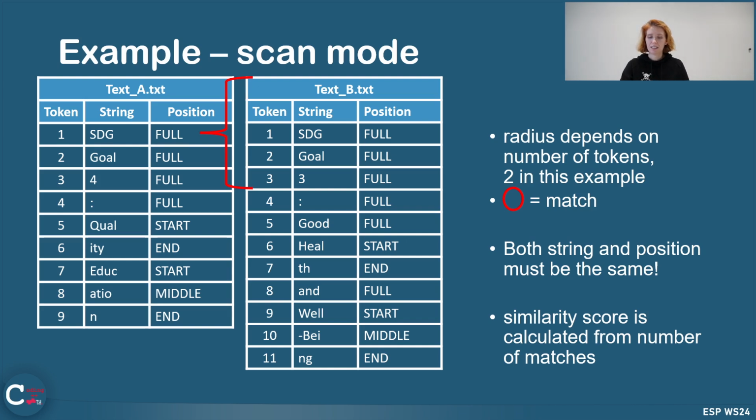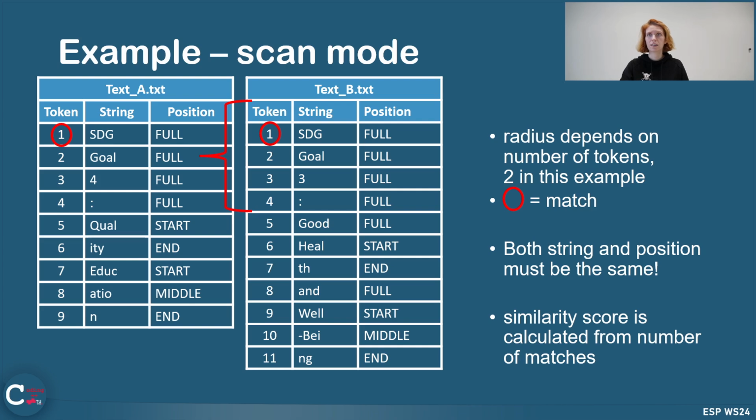And for this, you then check: can I find inside this radius any tokens that are exactly the same? In this case, it's easy because we have exactly the same token in the same position. But also if this SDG full was the second token in text B, it would also need to be marked as a match. And also if it occurs multiple times, all matches are marked as a match. So, and then you keep going.